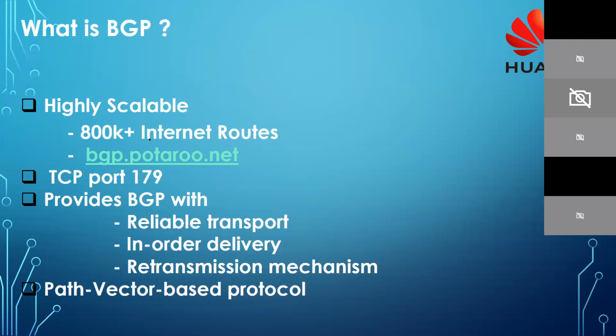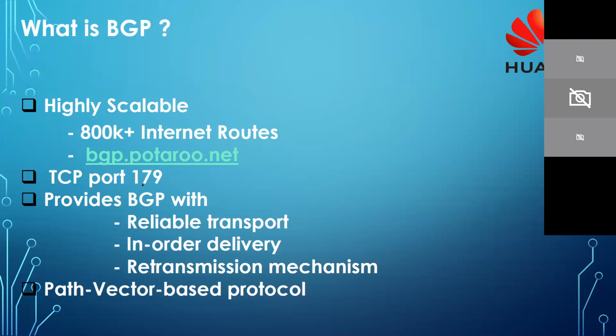BGP runs on TCP, not like OSPF that runs directly on IP. The TCP port used by BGP is port 179. You need to remember this port because you will need it if you want to permit BGP in an ACL or something like that.